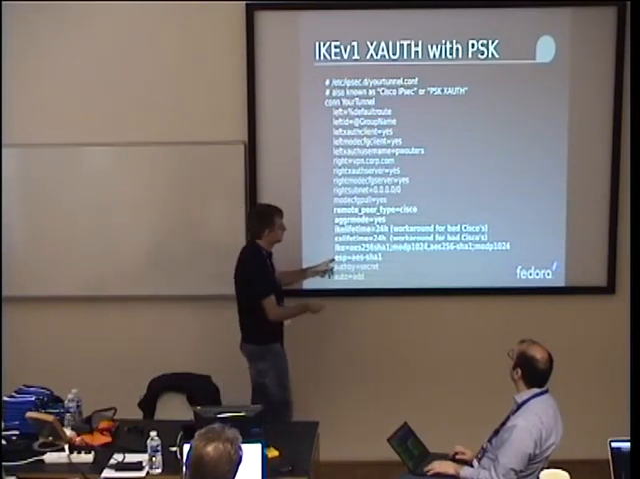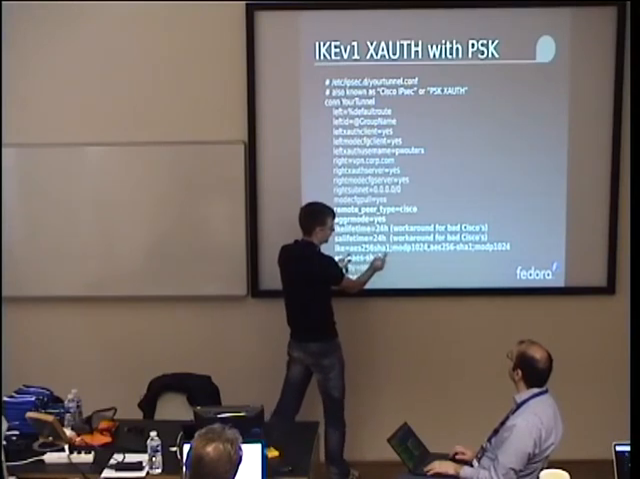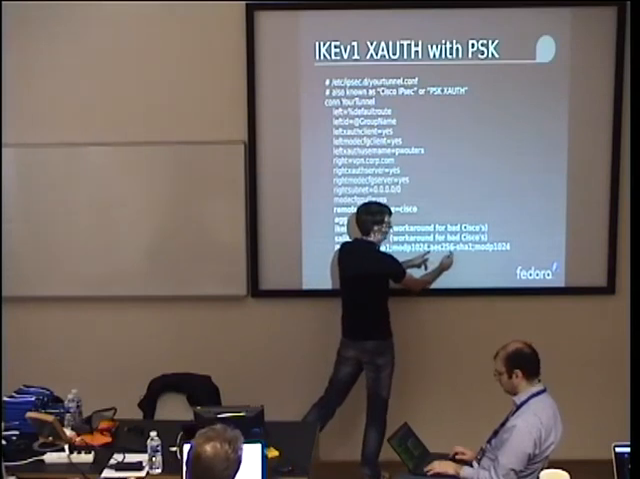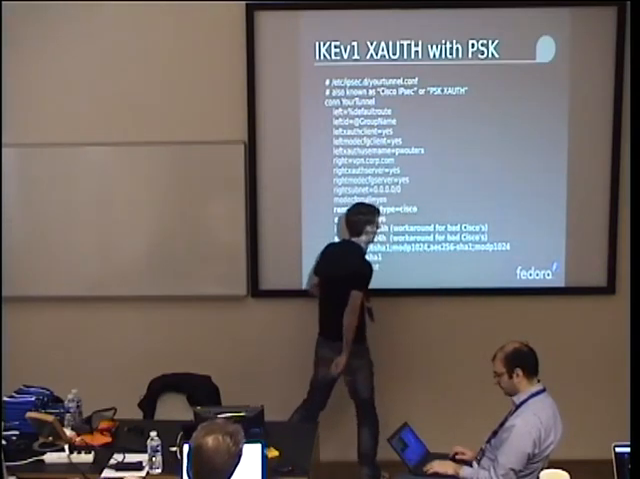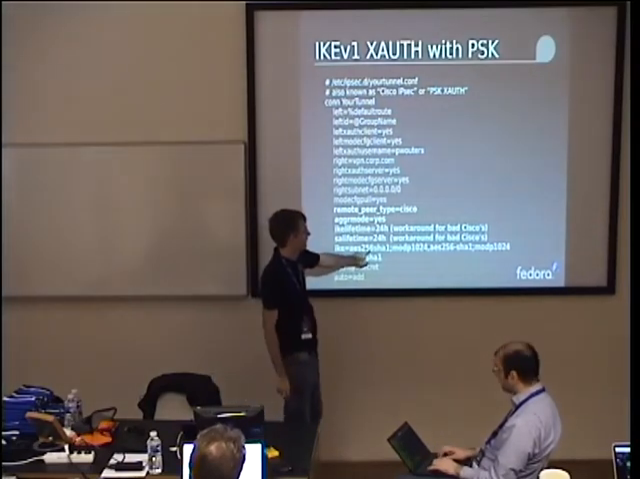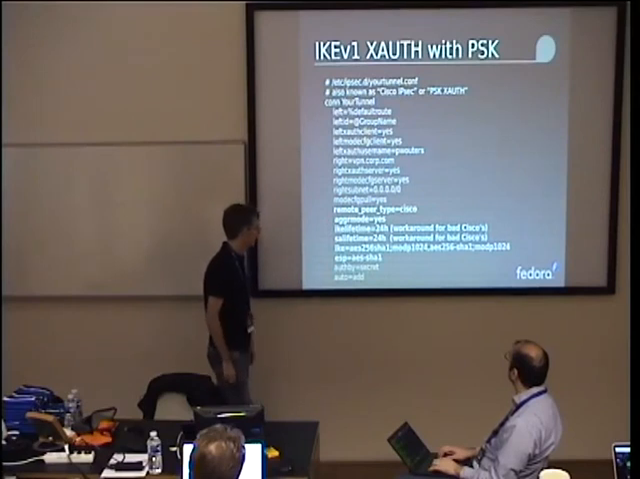So this is one way of specifying two proposals. One is for AES-256 with SHA-1 with a Diffie-Hellman size of 1024, and the other one is AES-256 SHA-1 with the same group. Here the same. One should be 128. This one should be 128. So, error on the slide.